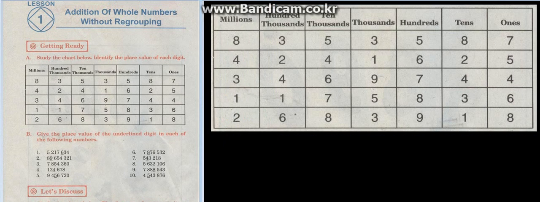Page 2. Now let's get to the first problem of getting ready, problem 8. Okay, let's read it. Study the chart below. Identify the place value of each digit. Okay, let's see. Well, for the first digit, I'll give an example of digit 8. Now this time I'll color with red.